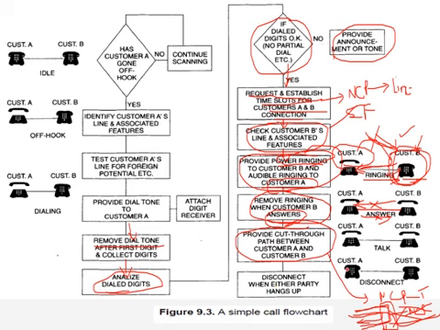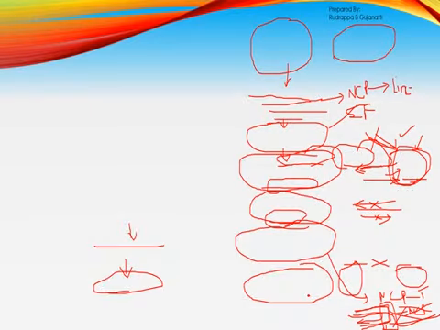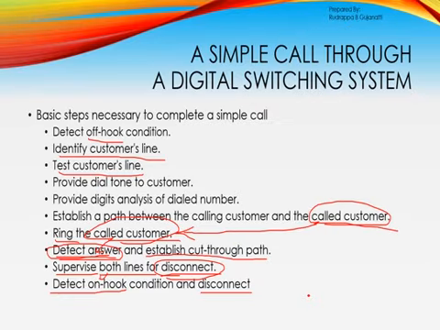Now, if any one of the customers or both the customers go for on hook condition, that is, the conversation is over and customer A places his receiver onto the telephone, or customer B places his receiver on the telephone, then what we have to do is disconnect the path between the two. So when either of the parties hangs up, that is, they go in on hook condition of the receiver, then we disconnect the entire path. So this is a simple call through a digital switching system in a flowchart form.